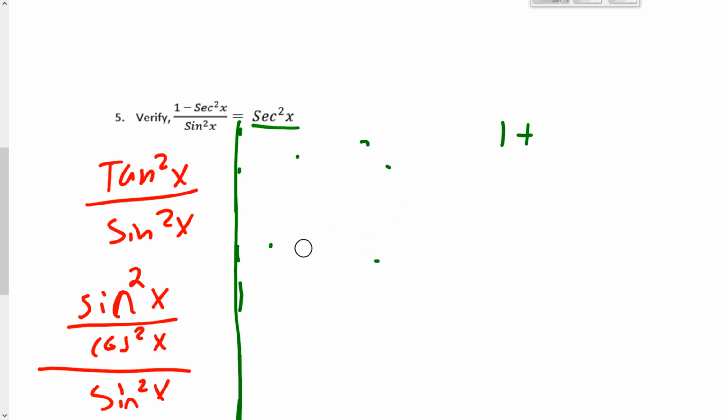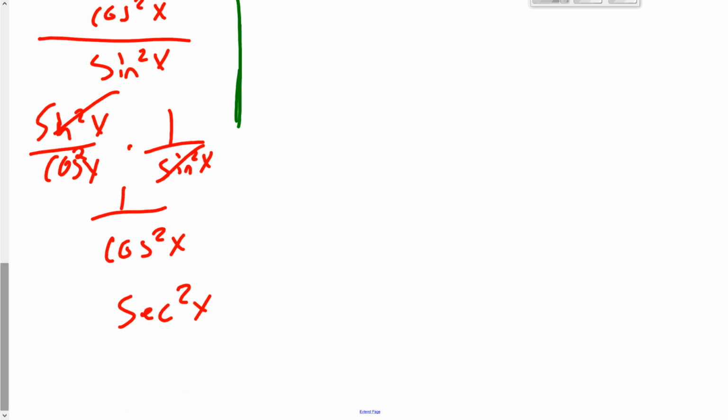So that's why it says in the very first hint, work with the more complicated side, right? So we want to work always with the more complicated side. That's what we did here. But I was just showing you that you can work both sides. You just do one at a time. So left-hand side does equal right-hand side.